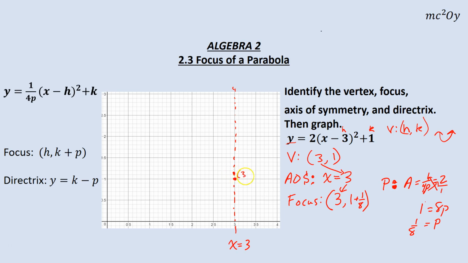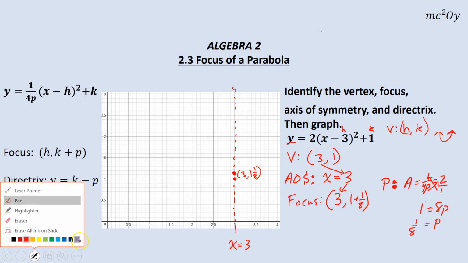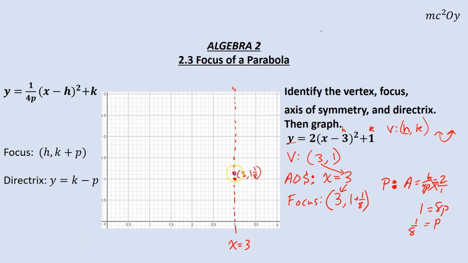And that's going to be at (3, 1 and 1/8). Right there. Maybe we should switch up colors. Which also means that we were able to find our directrix pretty easily now. You know what, let's rewrite this. This will be (3, 1 and 1/8).